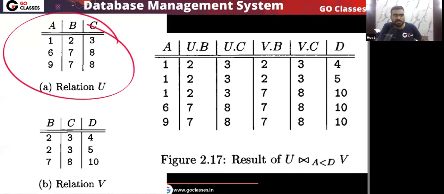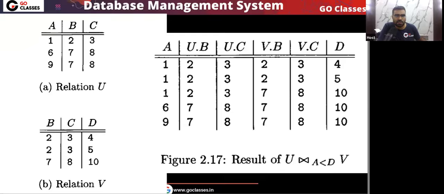Now let's see this. This is table U, this is table V. Now what is this? This is your conditional join. Yes or no? Very simple. So in this conditional join, what will happen?